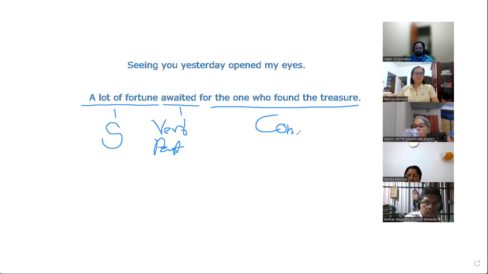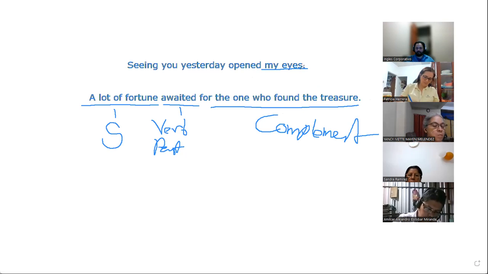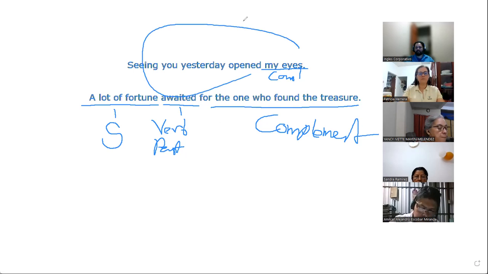Why am I showing you this example here? Because in this example right here, we said my eyes. Notice how the complement can be very different, do you notice that? They can be very different. So that's why we said the complement, because the complement talks about something more, something more complex, okay? So anyhow, seeing you yesterday opened my eyes. The action finished. So simple past, guys, we'll always talk about an action that finished, okay?